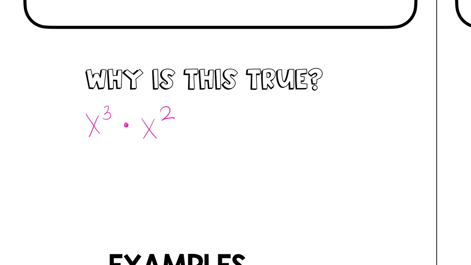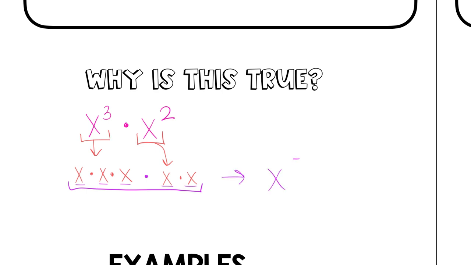So a really easy way to understand this would be to take each of these expressions and expand them out. So for example, x to the third is the same thing as x times x times x, right? We learned the other day that's how exponents work. And x to the second is x times x. Now if I multiply all of this together and just write it as one expression, we have 5 x's that are being multiplied together. So we can rewrite that as x to the 5th power. So that's the answer for this.